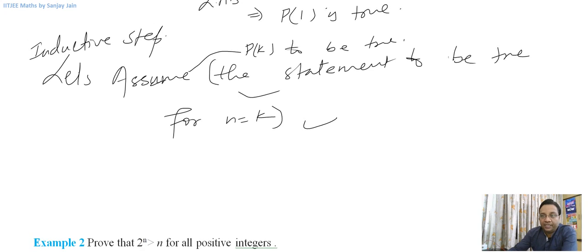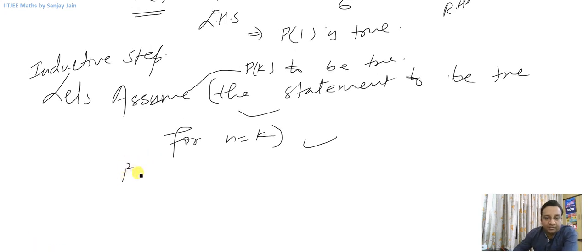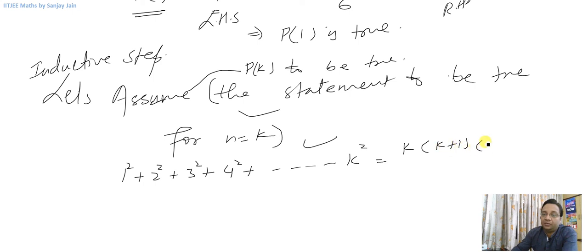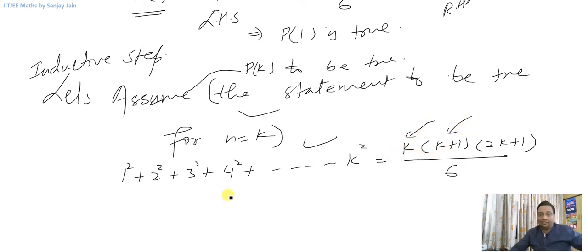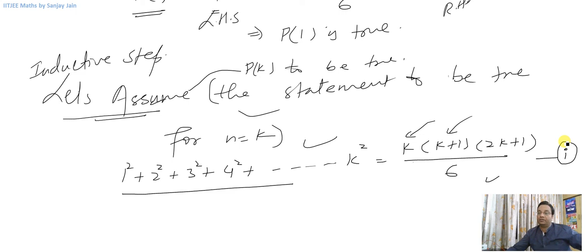So if P of k is true, then we can write this statement here: 1 squared plus 2 squared plus 3 squared plus 4 squared plus up to k squared is equal to k into k plus 1 into 2k plus 1 divided by 6. Basically what I've done is I have replaced n with k everywhere, right? If we have assumed that this statement is true for n equal to k, then this will be equal to this right hand side, and let it be my equation number 1.